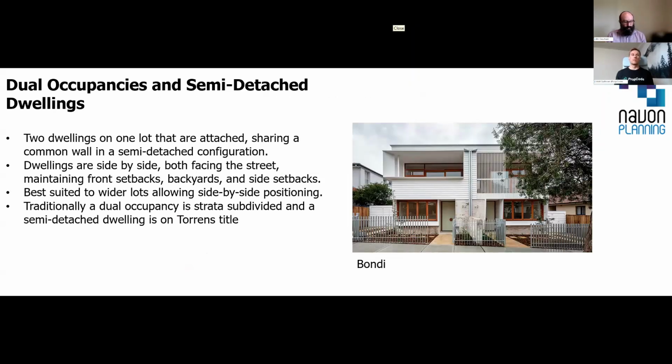So this is obviously a dual occupancy or a semi-detached dwelling. Again, I'm not going to go into the full bullet points, but for those that don't know what a dual occupancy or semi-detached dwelling is, you might want to read on that slide the definition of what those buildings would look like.